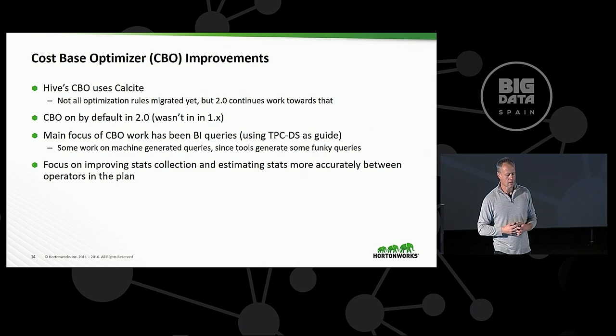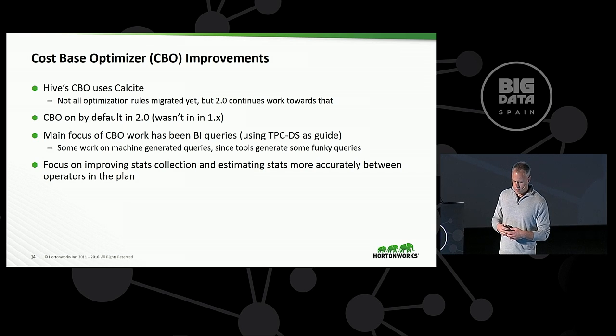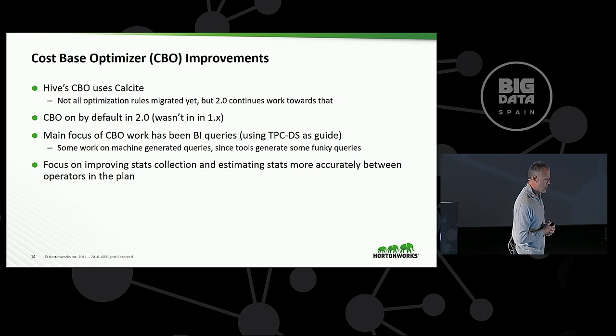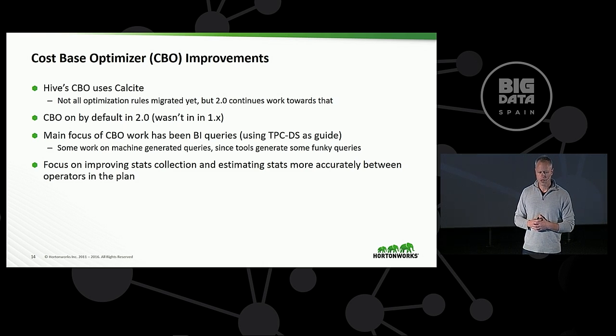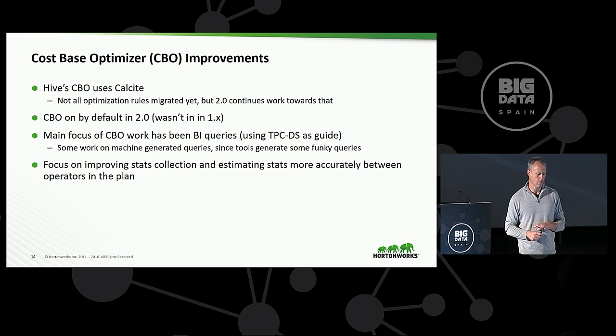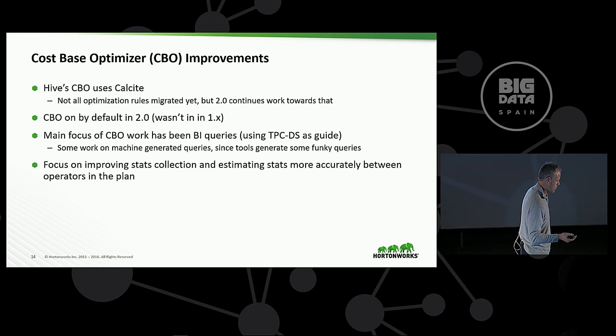It uses statistics to make estimates about what's the least expensive way to perform a query. Now, Hive uses a project called Apache Calcite to build its cost-based optimizer. We haven't yet finished migrating our rule-based optimizer into that, but we're working on it to the point where eventually Calcite will be our only optimizer. For now, we have a few of the rules left in Hive. But in 2.0, we actually started turning on the cost-based optimizer by default. This is not the first version with it, but it was the first version where we felt it worked well enough to actually use it.